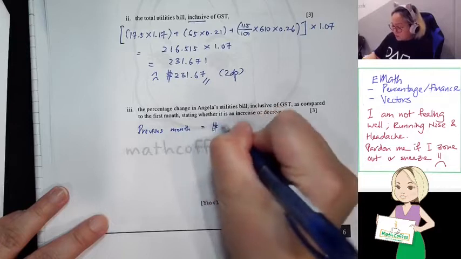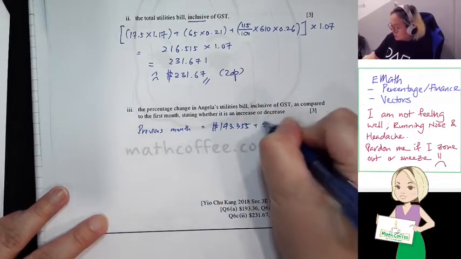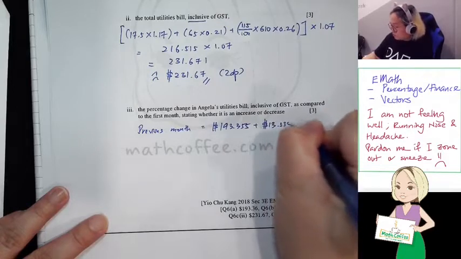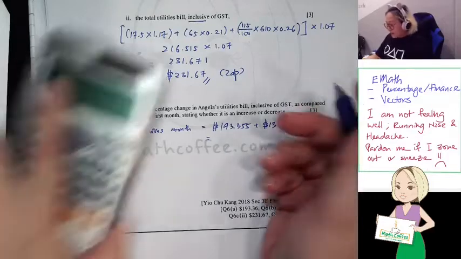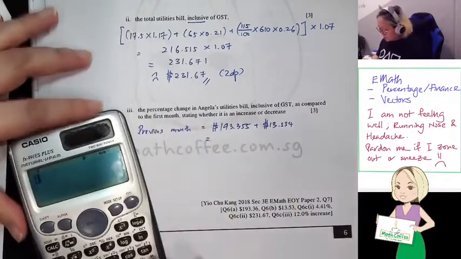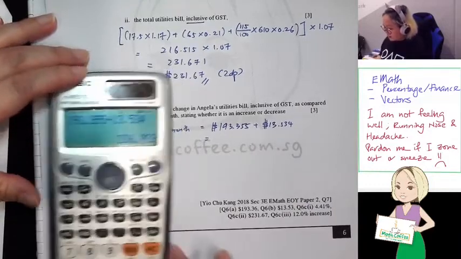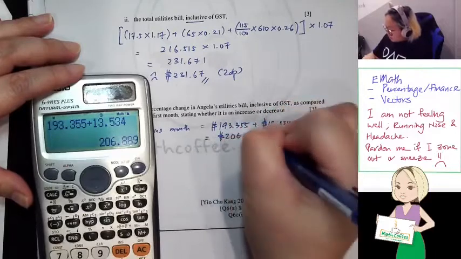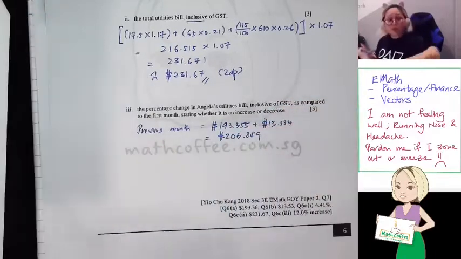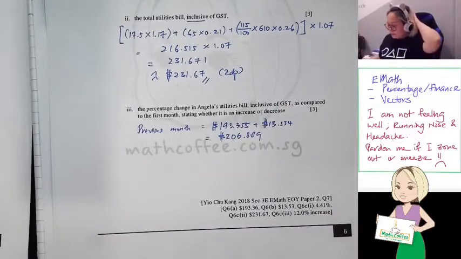I'm going to take 193.355. I'm going to plus 13.534. Okay, and I will get 206.889. Okay, this is the previous month. So remember my percentage change, I need to take the new minus the old.